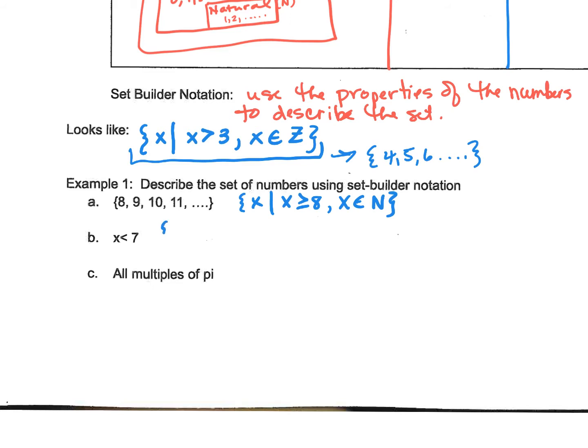So how do I write this? X such that X is less than 7, where X is an element of the real numbers, R. Real numbers. Yes.